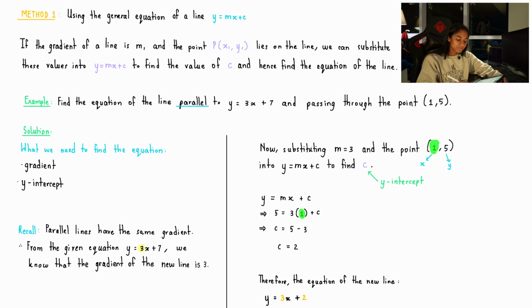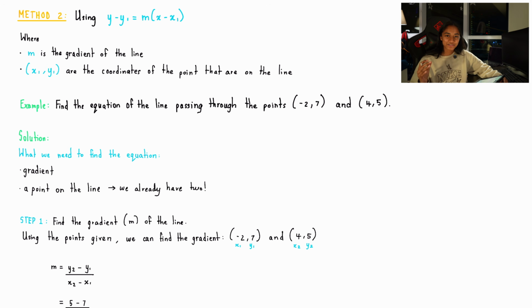1 from the x-coordinate, and c, which is what we need to find. So, of course, simplify everything. We get c is equal to 2, and therefore the equation of this line is y is equal to 3x plus 2.